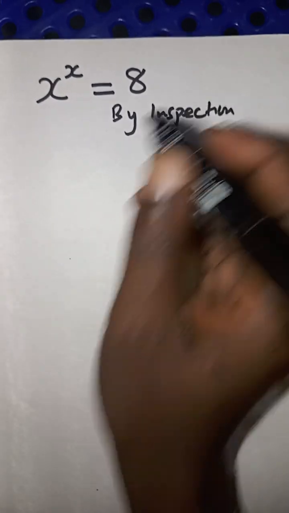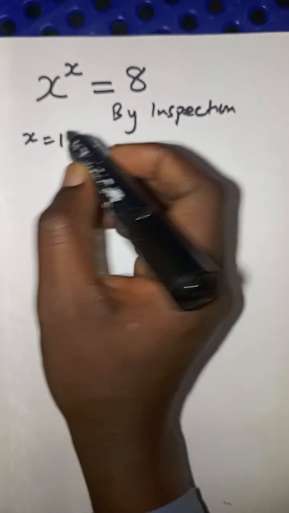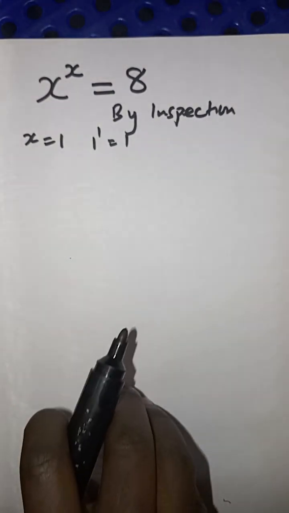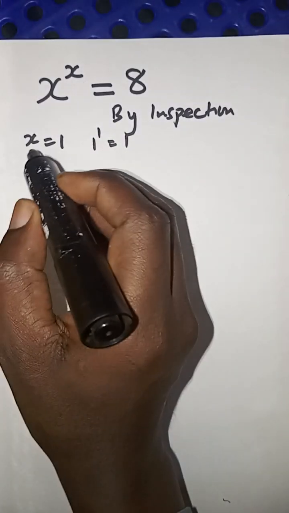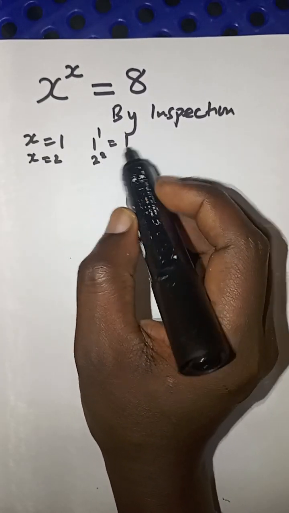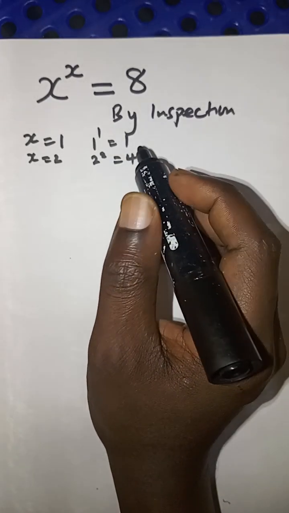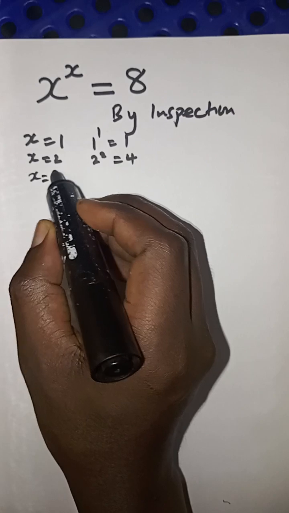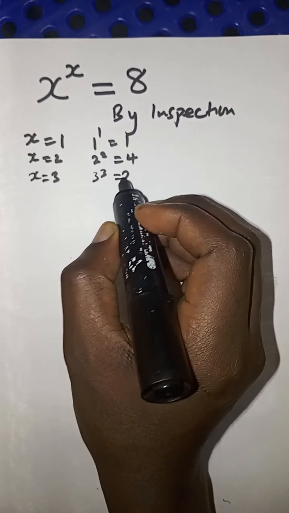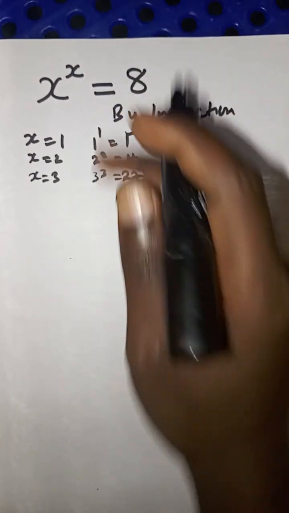If it is very easy to predict the value of x, let's say for x equals 1, then this is going to be 1 raised to power 1. Of course, that is 1. So when x is equal to 2, I'm going to get 2 raised to power 2, that is 4. Okay, let's go to x maybe equals 3. I'm going to get 3 to power 3. Of course, that is 27. It is very big, more than 8.